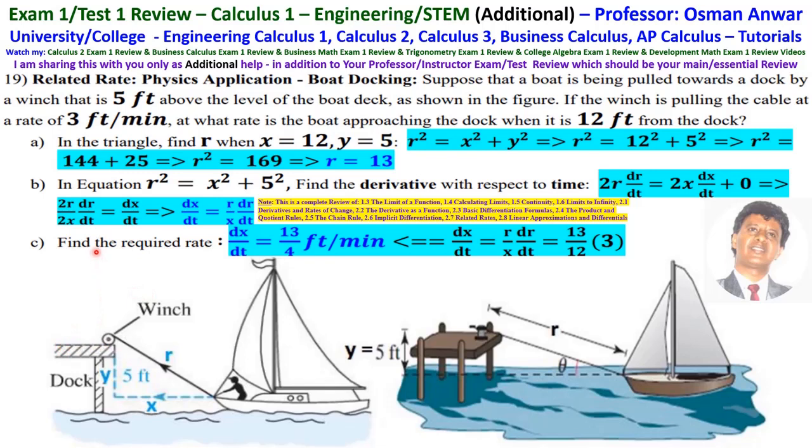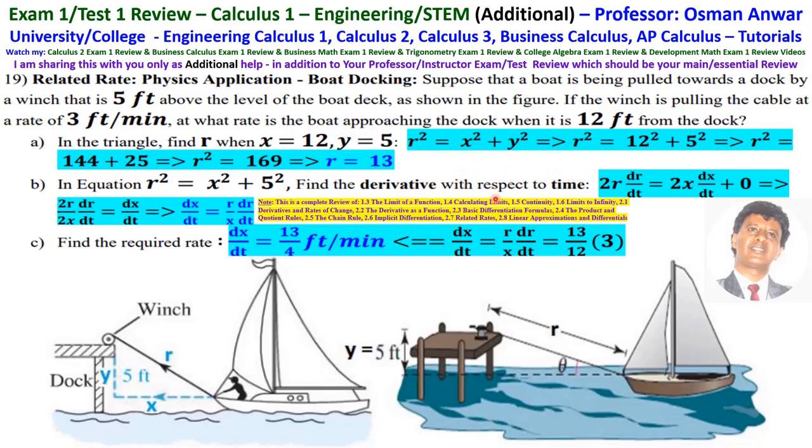Now, in the equation r squared equals x squared plus y squared, we know that r is changing, x is changing, but y is constant. So we can just put the 5 squared there. Then find the derivative with respect to time, that is related rate. So both of them are changing with time, so take the derivative of everything with respect to time.